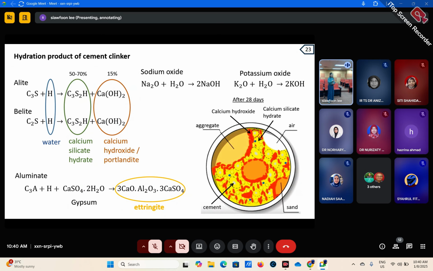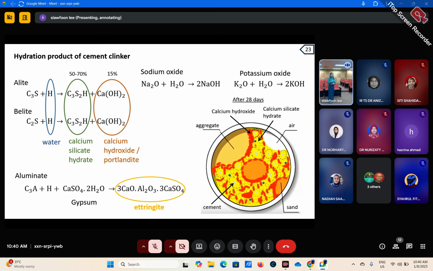sodium hydroxide or potassium hydroxide. And here I show you an example, and this is aggregates. Normally they call it aggregate because it's composed of stone, or big stone, or sand, all these things. So this is the air. So when the cement gets hydrated, it will form this calcium hydroxide, which is this part surrounding the surface of the sand or the aggregate, or if this is the steel, then it will surround this.